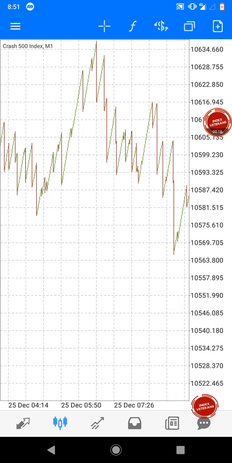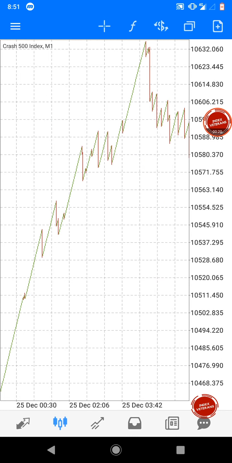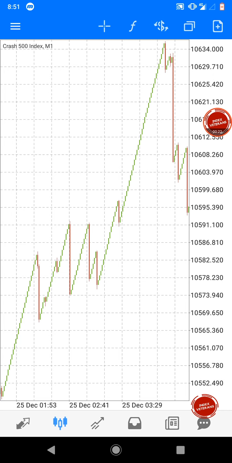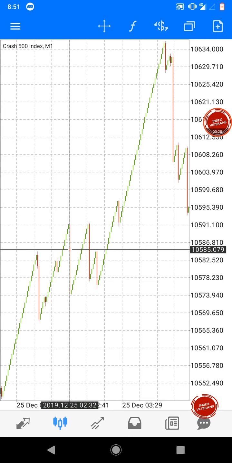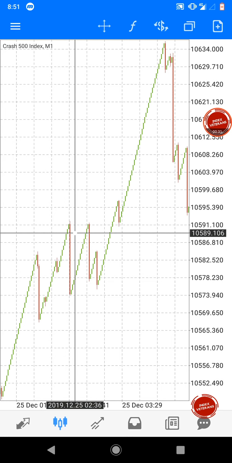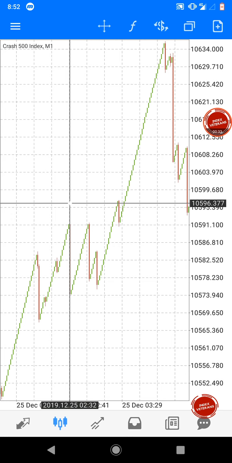Okay guys, so we're going to talk about the VAT2. Basically, the VAT2 strategy has to determine the spikes. When it spikes, as you know, in the boom and crash indices, they spike either down or up unexpectedly. So we need to determine when it will spike down or spike up. That's basically the purpose of VAT2. We trade the spikes.